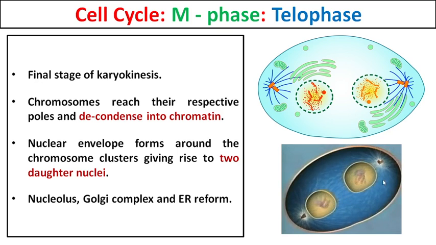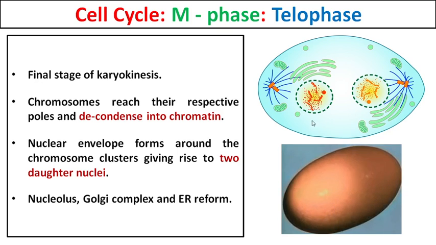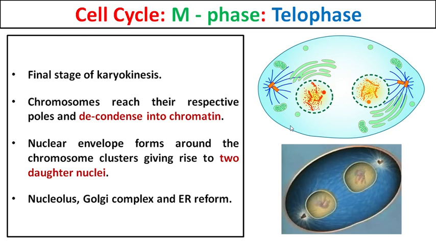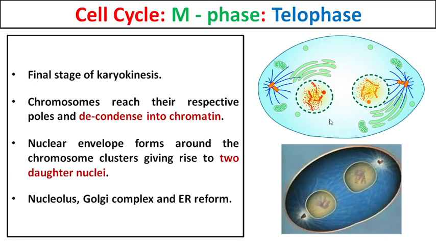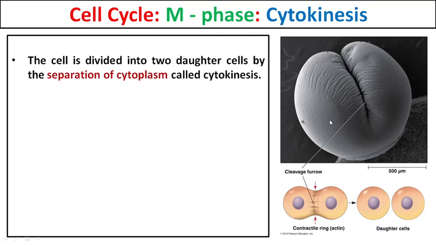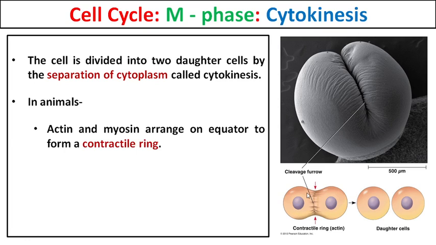So basically now here you have these two beautiful nuclei in one single cell. Now all that is remaining is to divide the cytoplasm. That part is called cytokinesis. The cell is divided into two daughter cells by separation of cytoplasm. The process is called cytokinesis. In animal cells, this is how it happens.